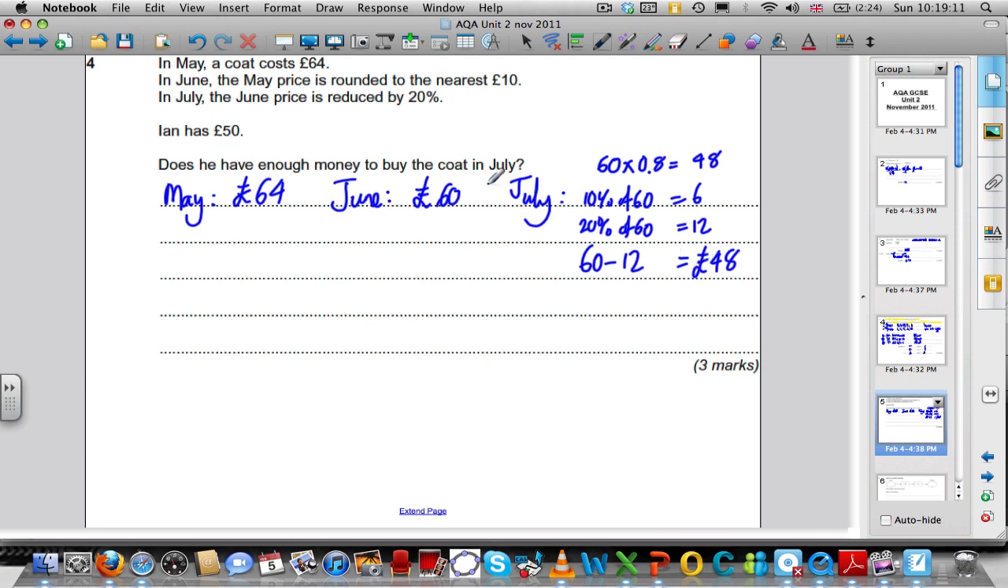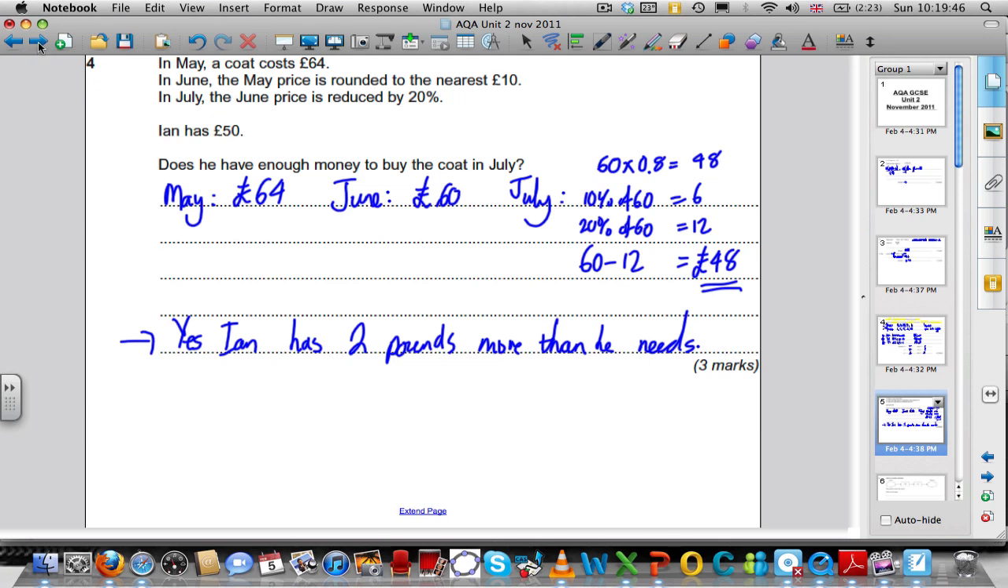Ian has 50. Does he have enough to buy the coat? Well, to get your final mark, say yes, Ian has £2 more than he needs. Okay, do state that at the end, this yes, a conclusion for an extra mark. Don't just leave it with 48 and assume the examiner knows that you know Ian can buy the coat. Write down that Ian can buy the coat.